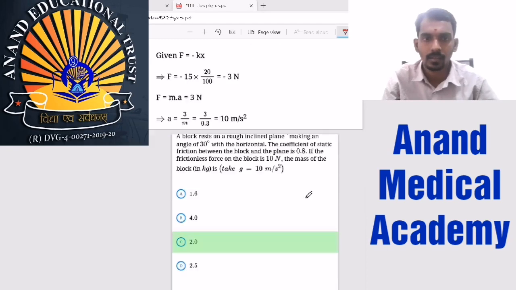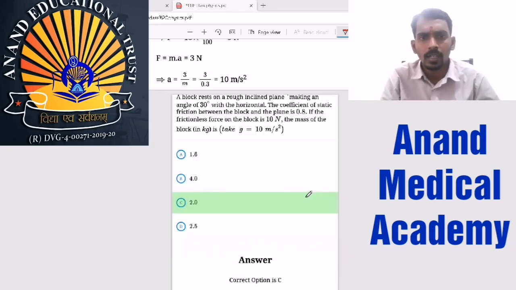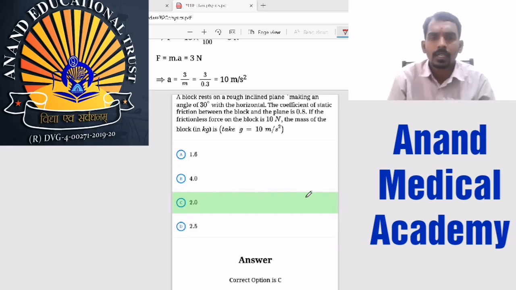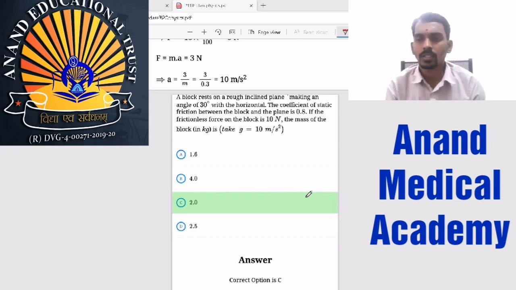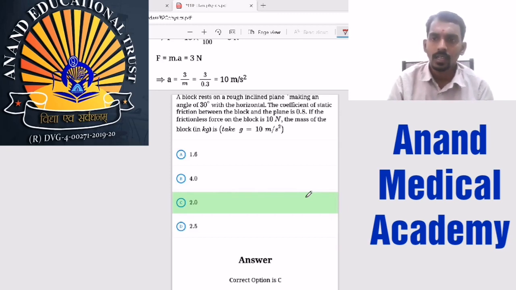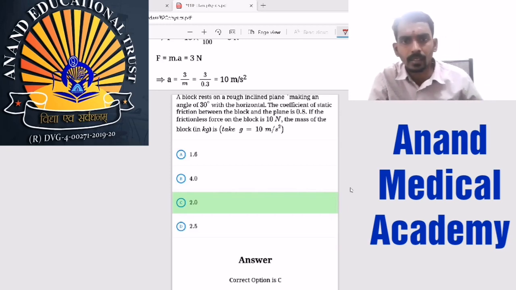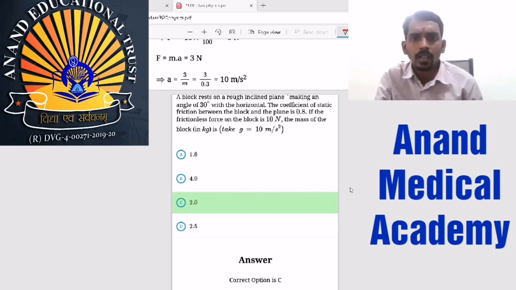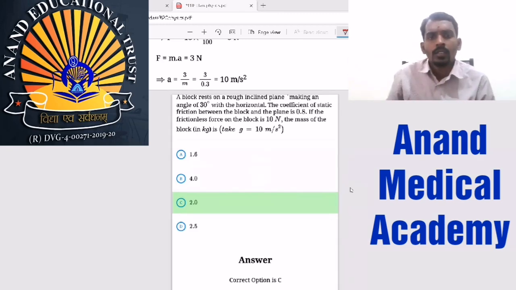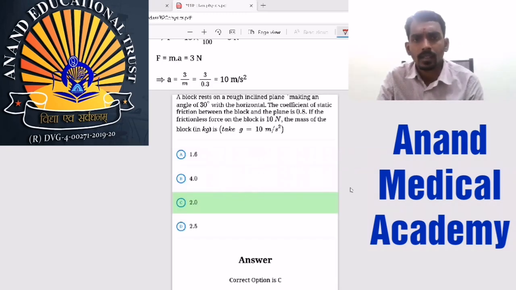Now, a block rests on a rough inclined plane making an angle of 30 degrees with the horizontal. See, not just this question, when you take anything related to friction, any question can come. It is one of the most important topics from the laws of motion. So here they have given the static friction coefficient. Now they are asking, if the frictional force on the block is 10 Newton, the mass of the block is?